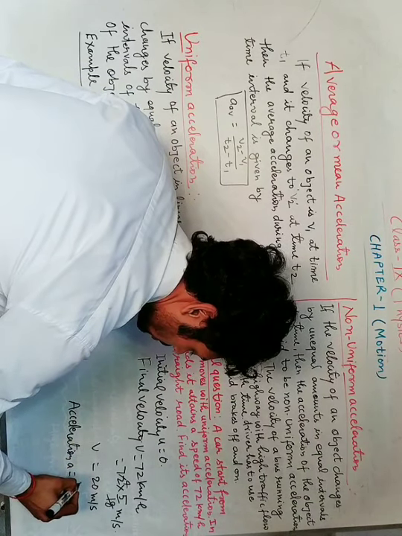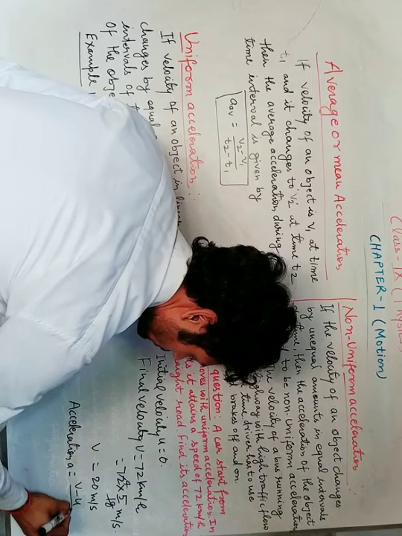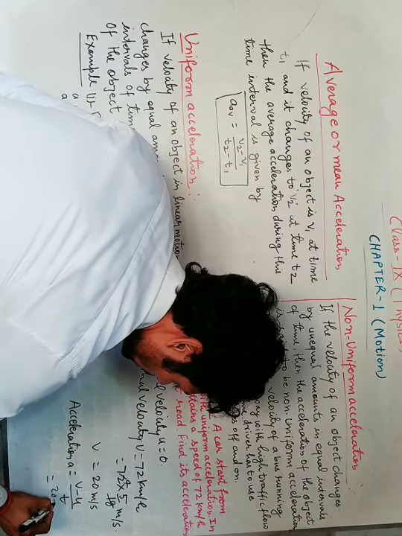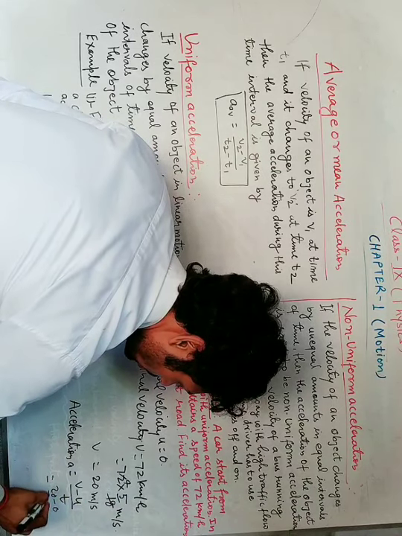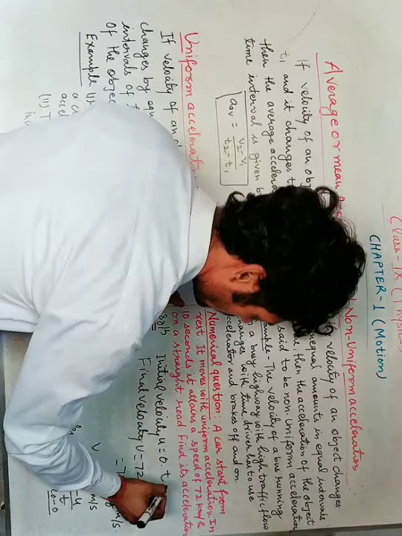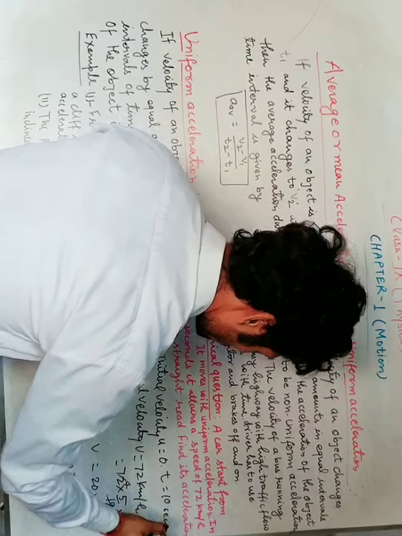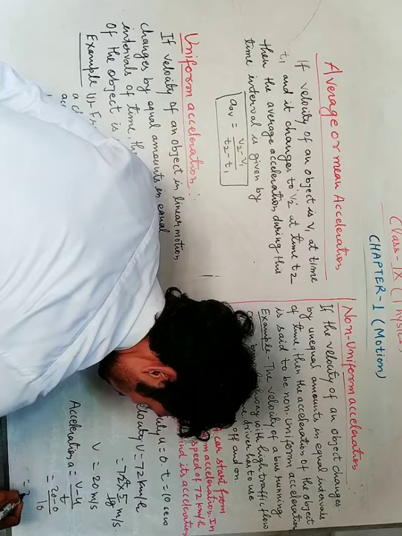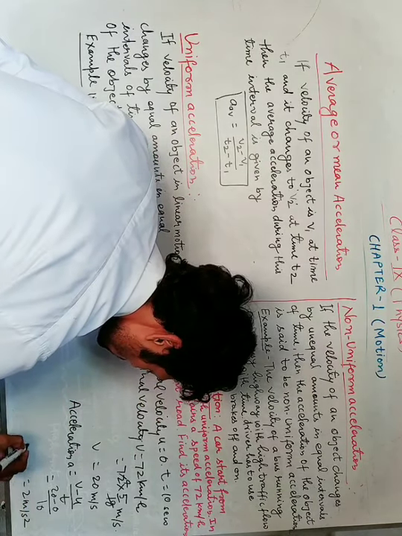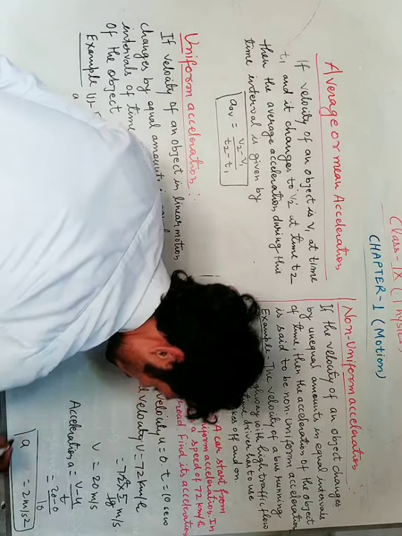Then acceleration a equals final velocity minus initial velocity upon time t. Final velocity 20 minus initial velocity 0, upon how much time is given? Time given is 10 seconds. So 20 upon 10 becomes 2 meter per second square. Acceleration equals 2 meter per second square.